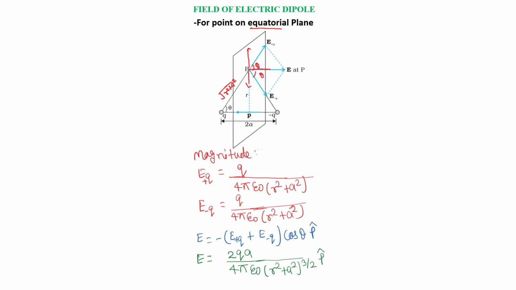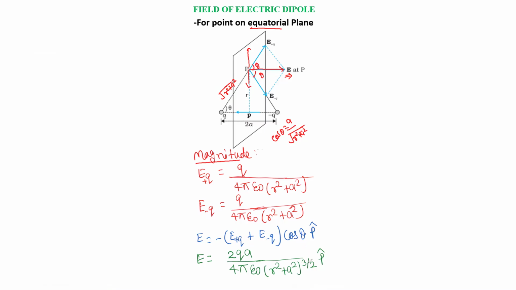So we'll have component only along this, that is parallel to the dipole orientation. So this field component only we are going to obtain. And here cos theta will be equal to a by root under r square plus a square. Here only the first magnitude is written, then both sum is taken here. So we have cos theta here, and that cos theta value is replaced by a by root under r square plus a square.